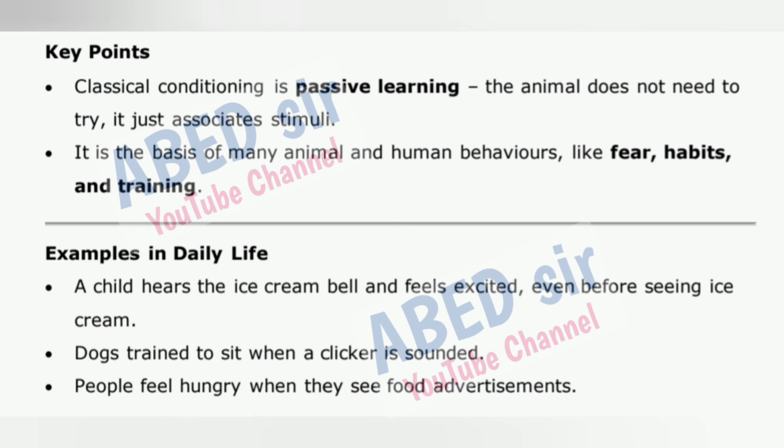Key points. Classical conditioning is passive learning. The animal does not need to try, it just associates stimuli. It is the basis of many animal and human behaviors, like fear, habits, and training. Examples in daily life. A child hears the ice cream bell and feels excited, even before seeing ice cream. Dogs are trained to sit when a clicker is sounded. People feel hungry when they see food advertisements.